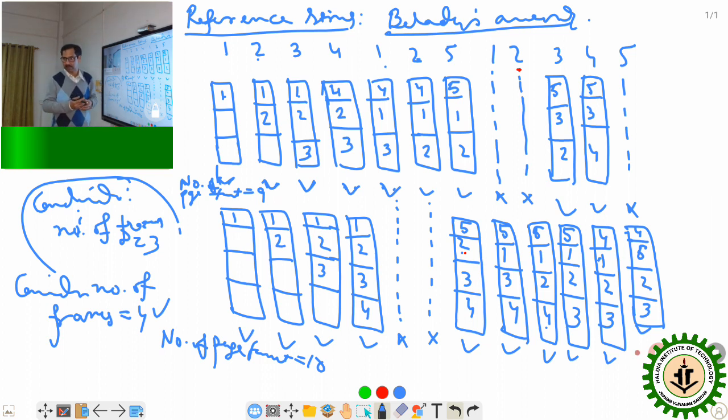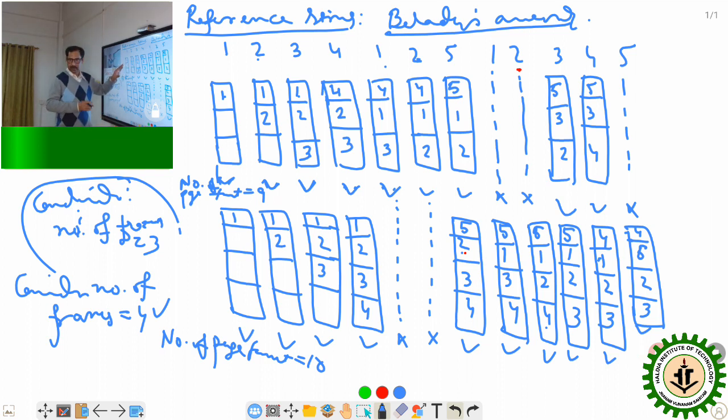There are different approaches of page replacement algorithms, like first in first out, LRU, least recently used, and optimal page replacement algorithm. Today I am discussing the first in first out page replacement algorithm, which states that when a process needs a page which is not available in memory, replace the oldest page from the memory and place the new one. Based on this concept, I illustrate with an example. Consider the reference string 1, 2, 3, 4, 1, 2, 5, 1, 2, 3, 4, 5.